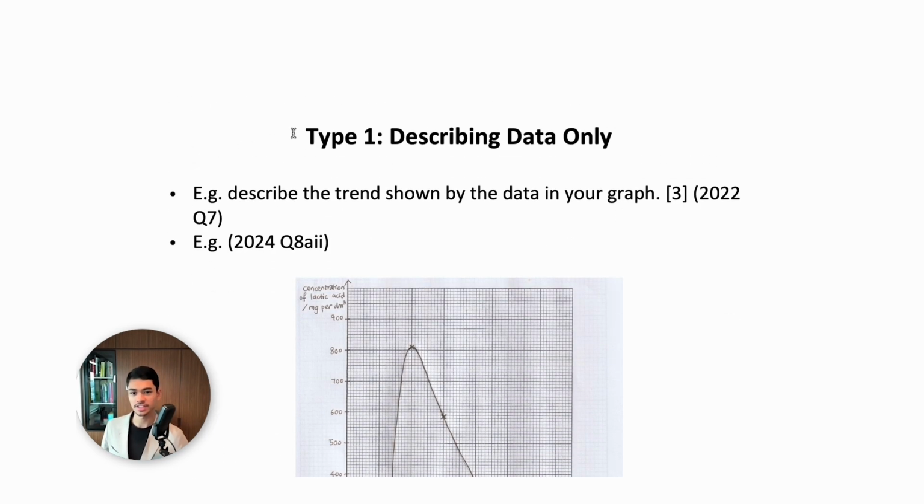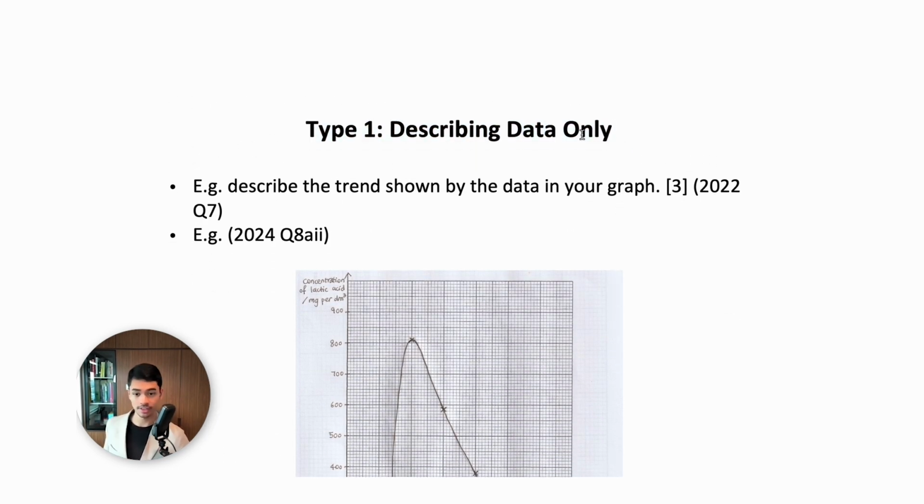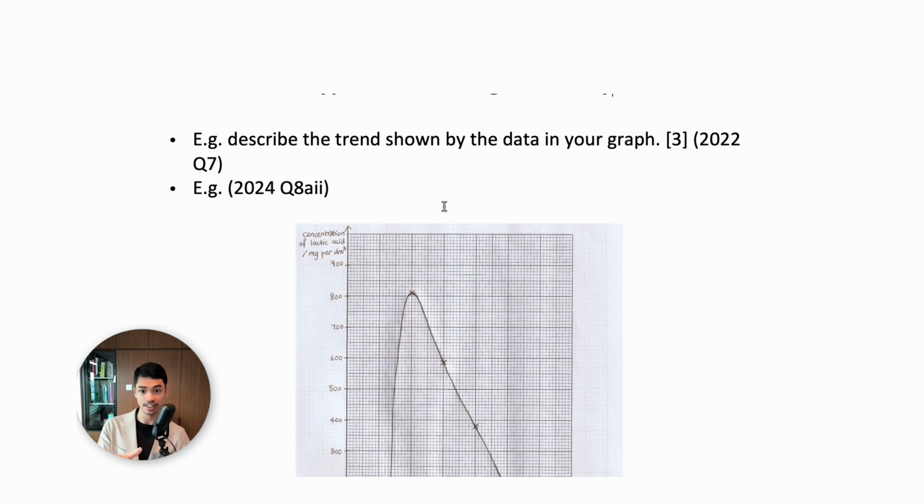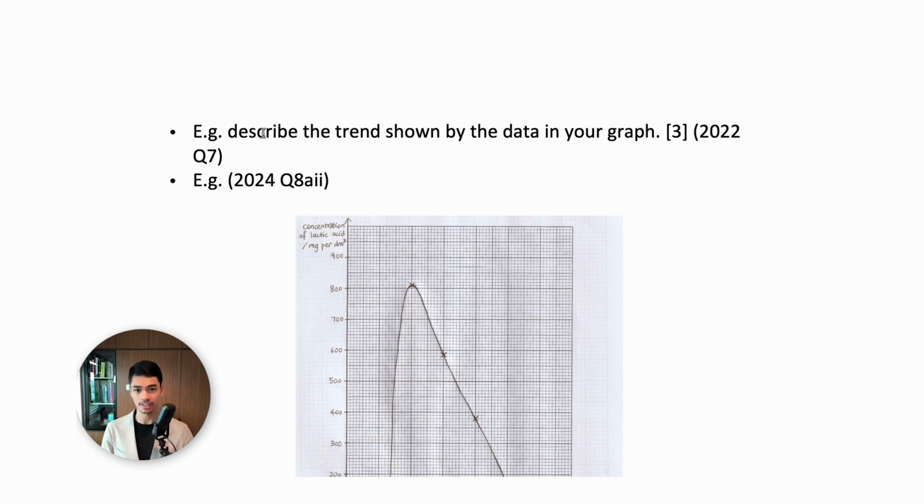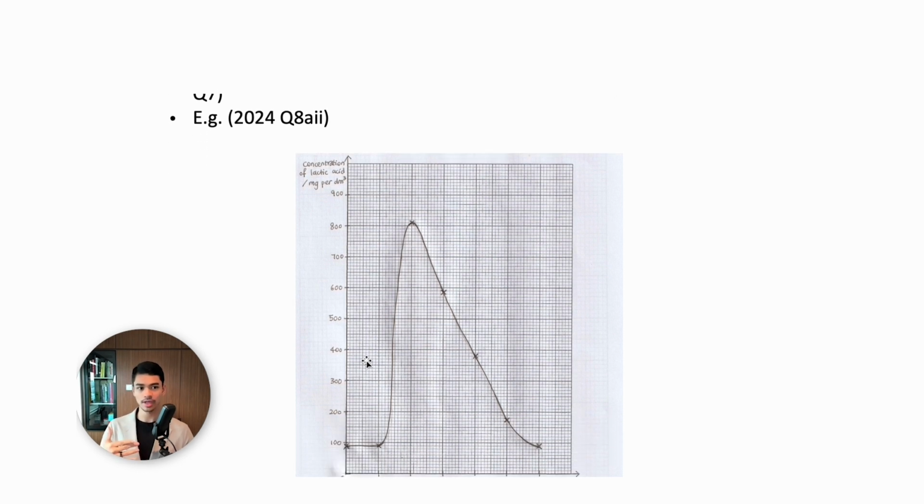Okay, so type 1, this is the describe data kind of question only, data response. And here's an example, like describe the trend shown by the data in your graph, 3 marks. They actually don't want you to explain it. They just want you to describe the trend.